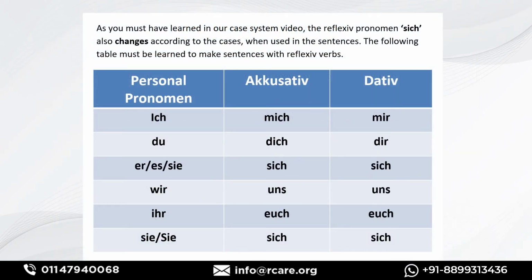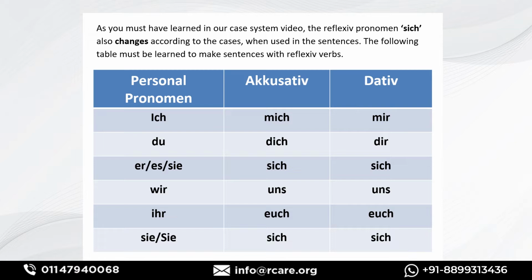Now, first of all, if we want to learn the sentences with reflexive verbs and reflexive pronouns, we need to know the tables accurately. So here we have the tables of the reflexive pronouns. As you can see, in accusative case and in dative case, only the reflexive pronoun changes with ich and du. With ich, we use mich in accusative case and mir in dative case. We use dich in accusative case for du, and in dative case we use dir.